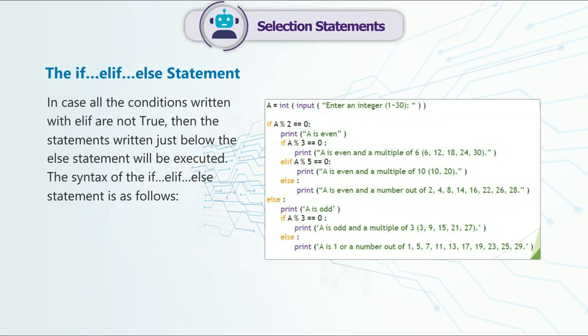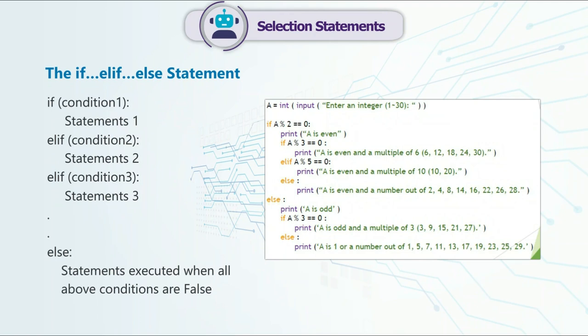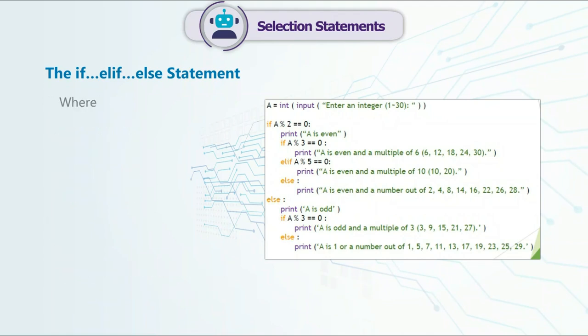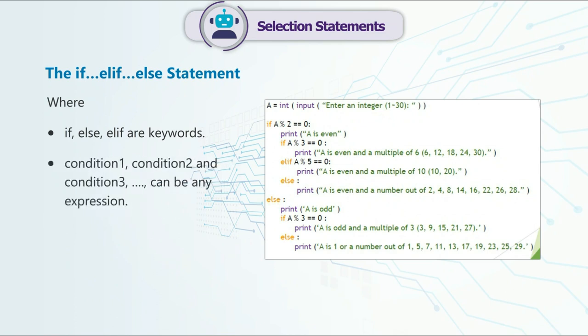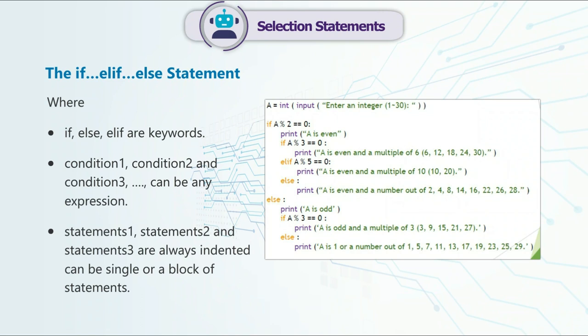The syntax of the if, elif, else statement is as follows. If condition 1, statements 1. Elif condition 2, statements 2. Elif condition 3, statements 3. Else, statements executed when all above conditions are false, where if, else, elif are keywords. Condition 1, condition 2, condition 3 can be any expression. Statements 1, statements 2, and statements 3 are always indented, can be single or a block of statements.